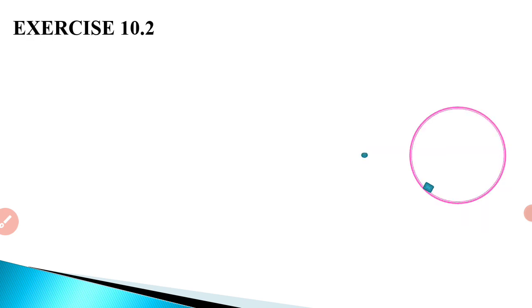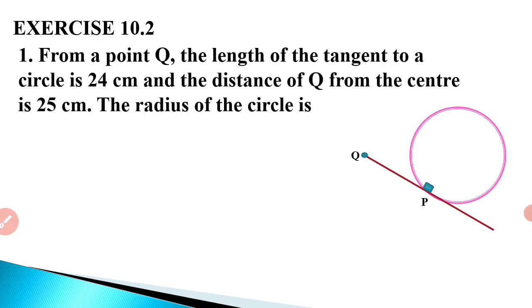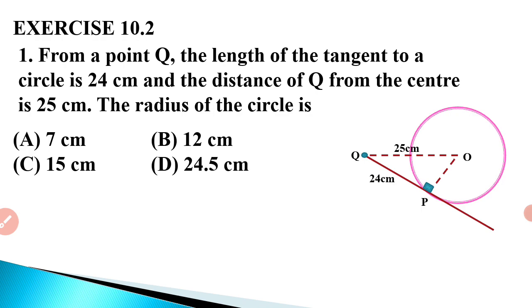Let us begin with the exercise now. Here I have the first question. From a point Q, the length of the tangent to the circle is 24. There is this point Q which is outside the circle and P is a point on the circle. QP is given to be equal to 24. And the distance of Q from the center is 25. So I can say that QO is 25 centimeters. I am told to find the radius of the circle.